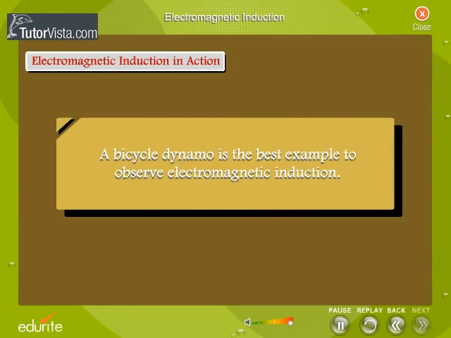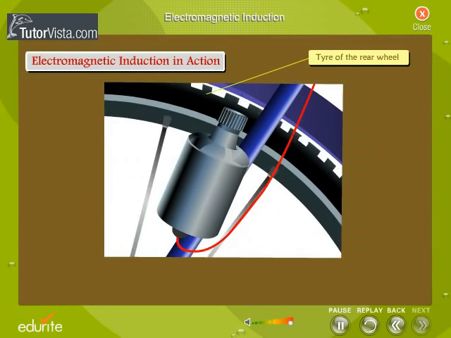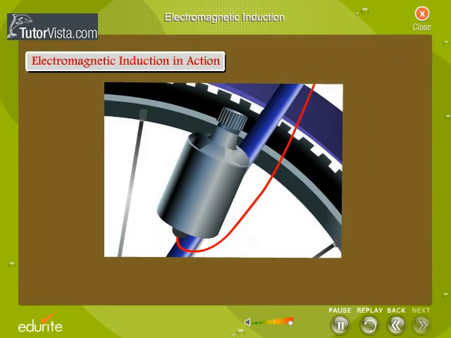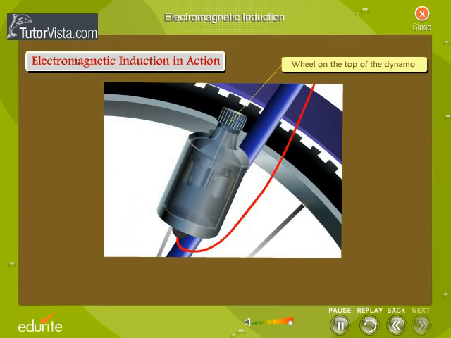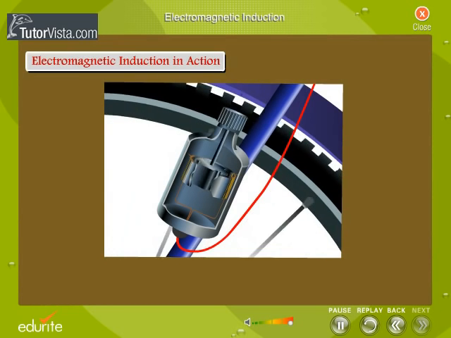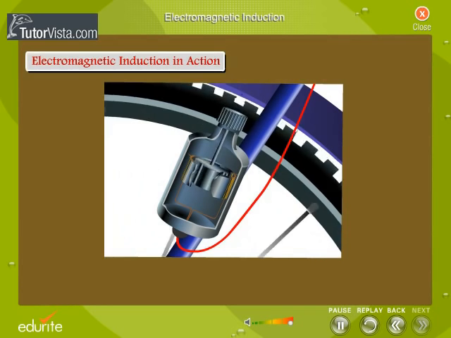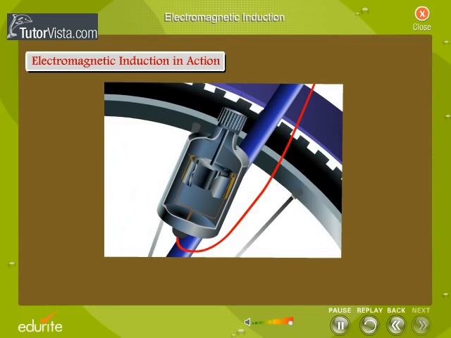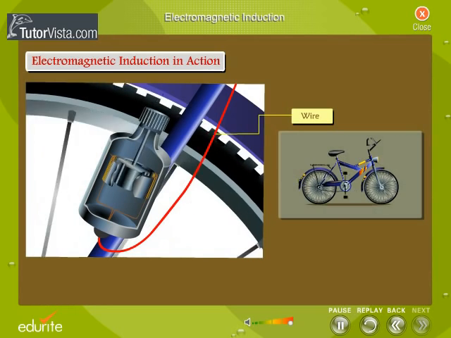A bicycle dynamo is the best example to observe electromagnetic induction. Bicycles have dynamos which rub against the tire of the rear wheel. As the bicycle moves, a wheel on the top of the dynamo turns a magnet inside a coil. This results in a change in magnetic field, and as a result, an EMF or current is induced. This current is carried by wires to the front and rear lamps.